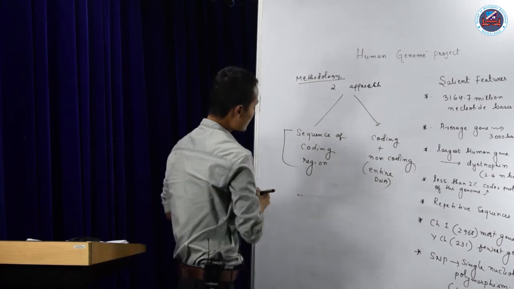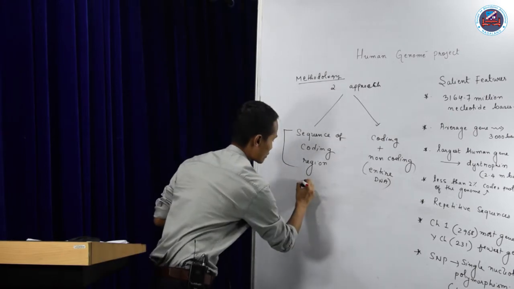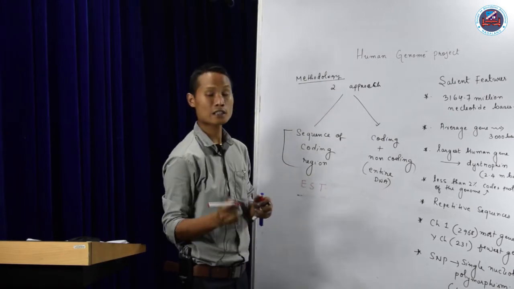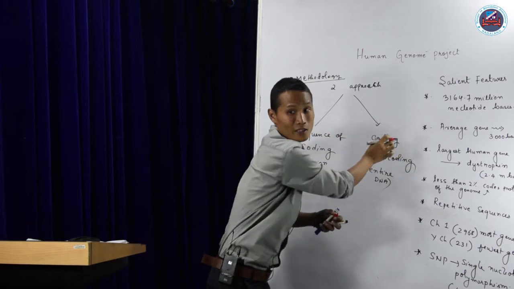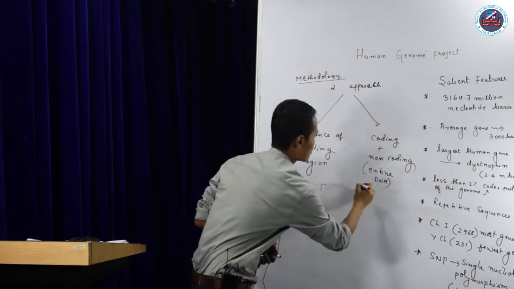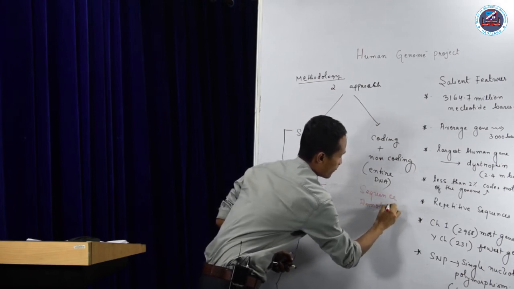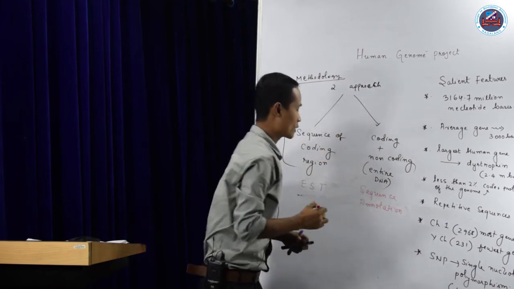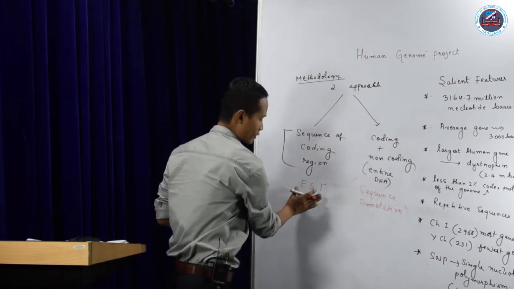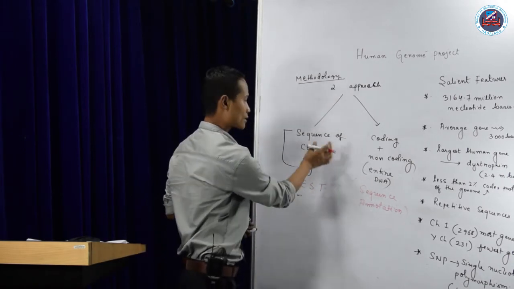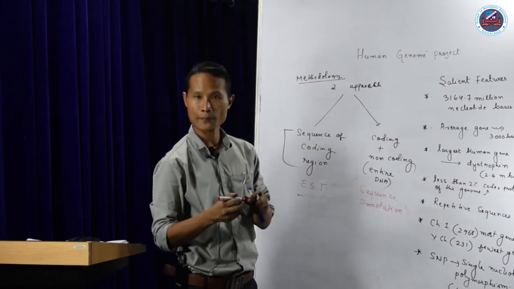Now the sequencing of the coding region is called EST. What is EST? Expressed Sequence Tag. And the other was known as sequence annotation. So when someone asks what is sequence annotation, just say that it is the sequencing of coding and non-coding regions. And if it is Expressed Sequence Tag, then say that it is the sequencing of the coding region. So these two approaches they applied.